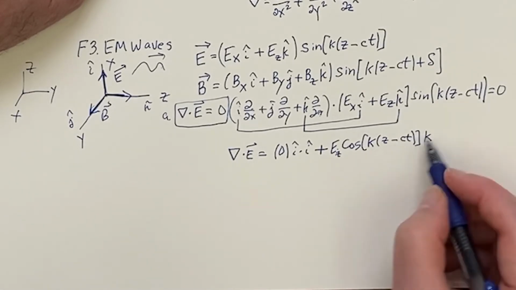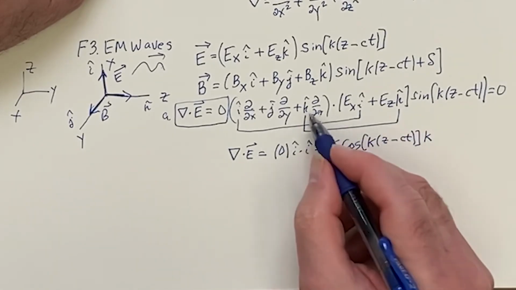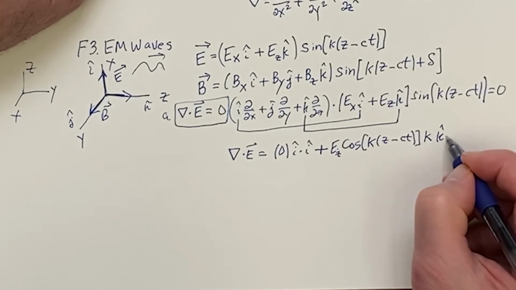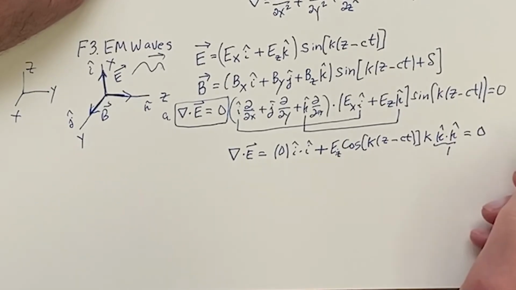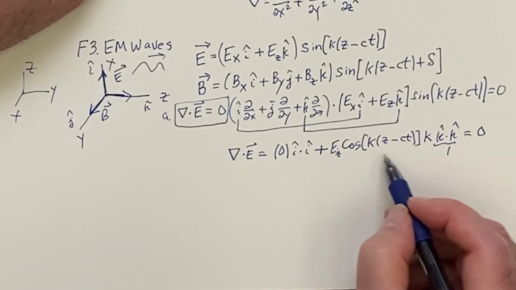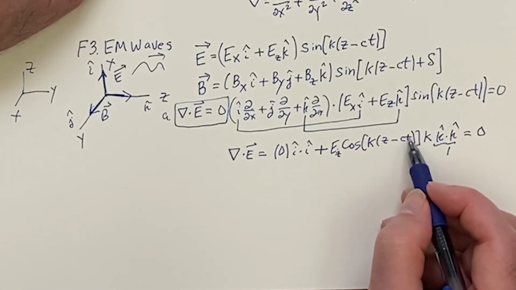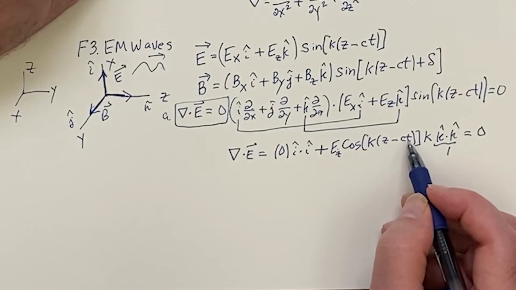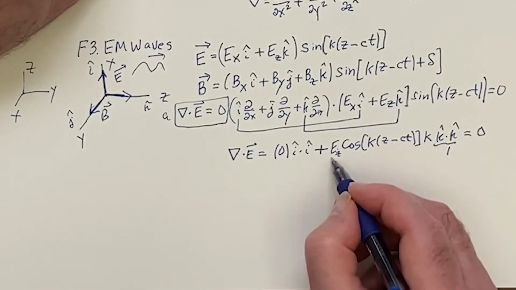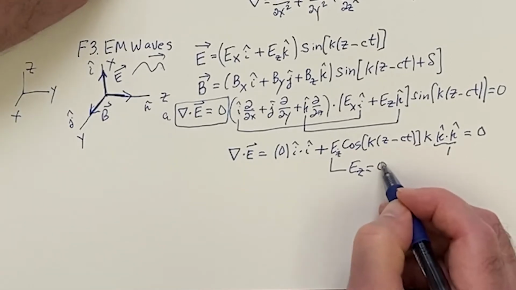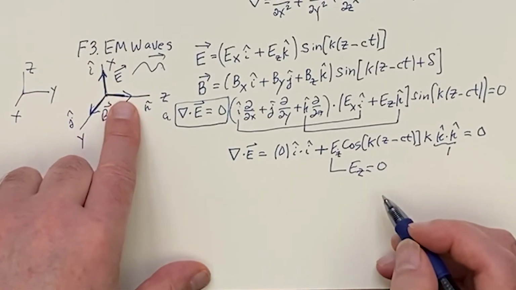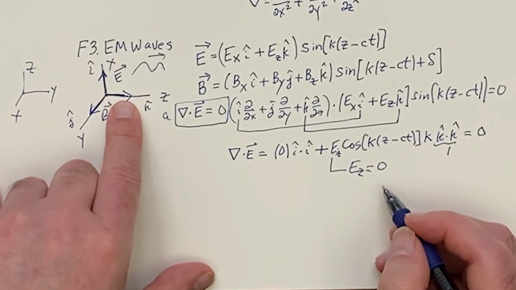Using the chain rule, we'll pull the k out, and then this would be the k unit vector dot the k unit vector, which is going to be 1. This has to be 0. Well, since this is fluctuating and arbitrary, to make this work, this Ez has to be 0. In other words, there's no amplitude in the direction of the wave. So that means it's not longitudinal.